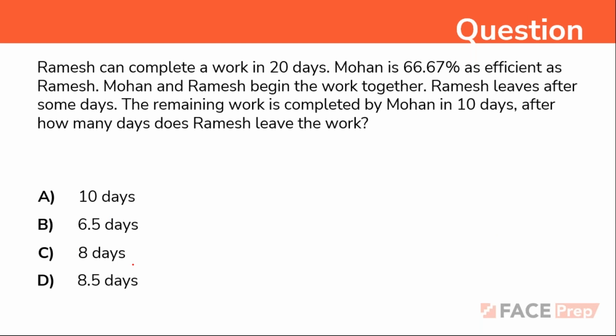Now, we don't know about the total units of work, right? So let me consider the total work as 1 unit. Now, here Ramesh can complete a work in 20 days and Mohan is 66.67% as efficient as Ramesh. 66.67% is 2 by 3, right? So if Ramesh can do 1 by 3 of a work, Mohan will be able to complete 2 by 3 of the work. Now, Ramesh can complete a work in 20 days. So in 1 day, Ramesh will be completing 1 by 20 of the work.